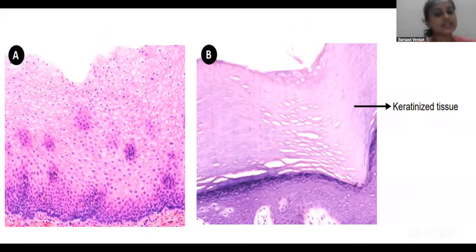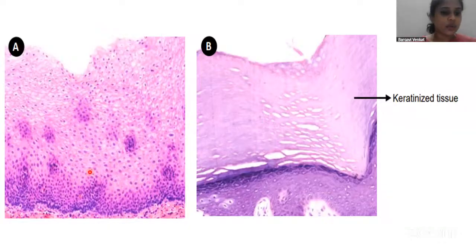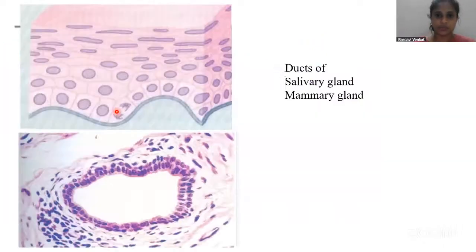You can see here this is the whole layer of epithelium. Due to many physiological or even pathological reasons, you can have this many layers of epithelium. Again, this is also many layers of epithelium, but above this you are able to see keratin tissue. Whereas here, you cannot see that keratin layer. So this is the basic difference between keratinized and non-keratinized stratified squamous epithelium.